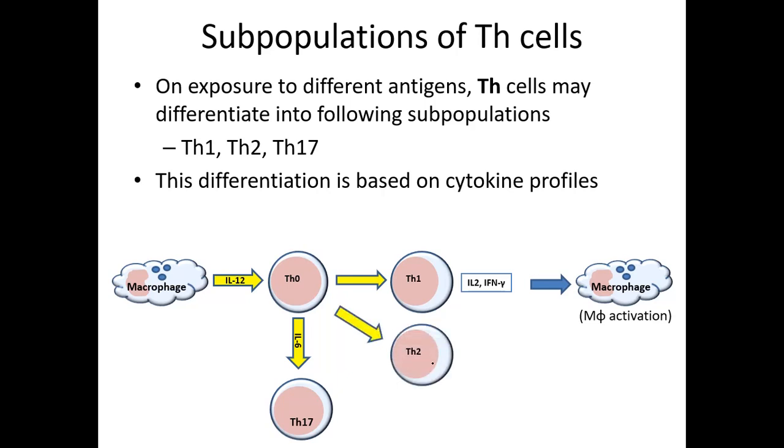And the T helper 2 cell is activated, which leads to release of the cytokines IL-4, 5, 6, and 10. And these then lead to activation of the B cell, which then produces antibody.